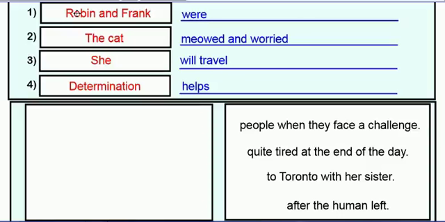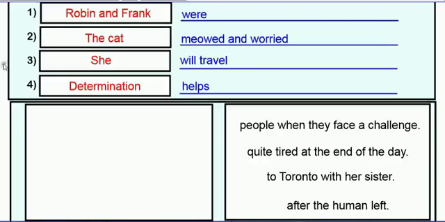So in the same way you could say Robin and Frank were, but it's sort of a strange sentence. So if we add words after the verb, it'll be a longer sentence, it'll be a better sentence. And then too, with number 2, the cat meowed and worried, well, we're wondering, what did the cat meow and worry about? Or maybe when did the cat meow and worry? Or maybe why did the cat meow and worry?